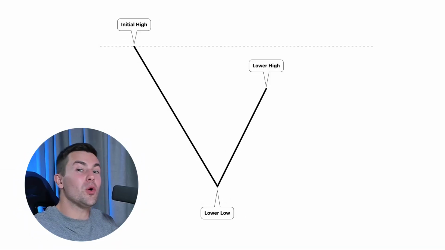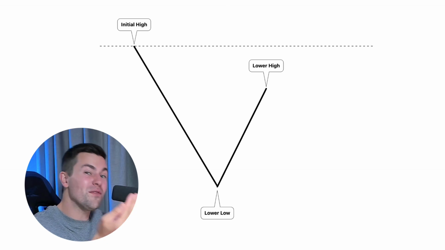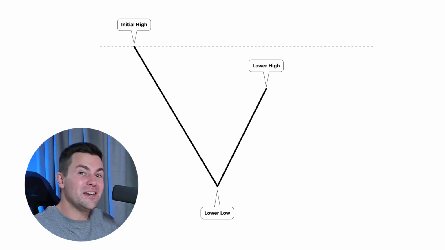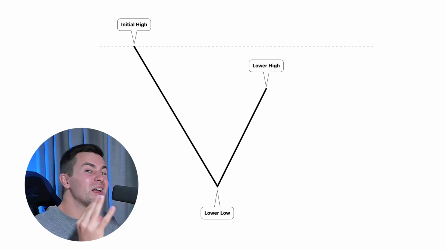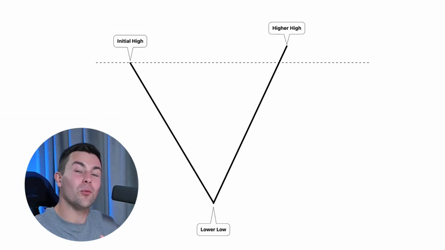A completion point of a consequent bullish movement that completes below the level of the initial high or any other high will be called lower high, while a completion point of a consequent bullish movement that completes on the level of the initial high or any other high will be called the equal high, while a completion point of a consequent bullish movement that completes above the level of the initial high or any other high will be called higher high.